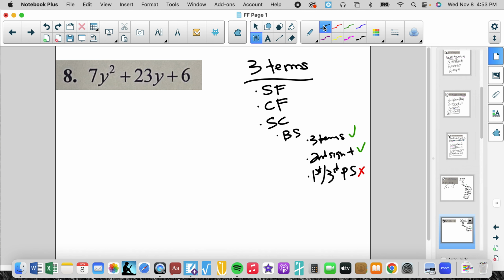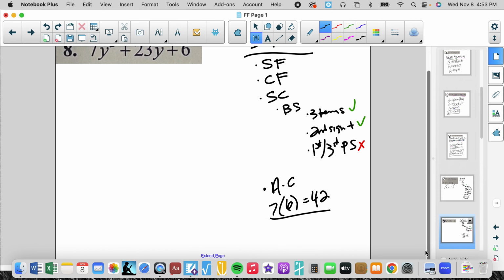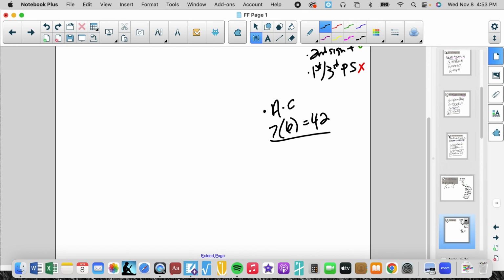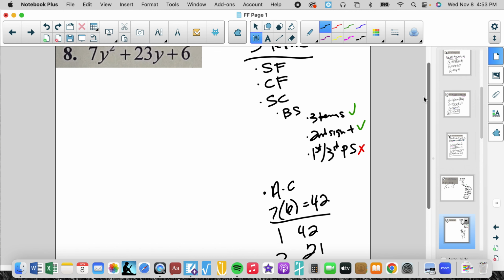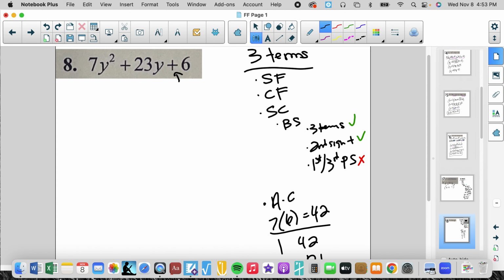So we move down to our next thing, which is A times C. A is 7, C is 6. That gives me 42. I'm going to find factors of 42, which are 1 and 42, 2 and 21, 3 and 14, 6 and 7. My signs are the same. That's the only way I get a positive, because this is created by a product. The only way we can get a positive by a product is either positive times a positive or negative times a negative. So that's why I know my signs are the same.